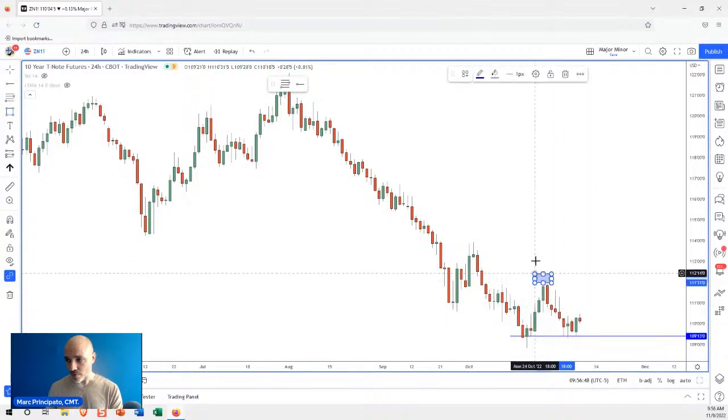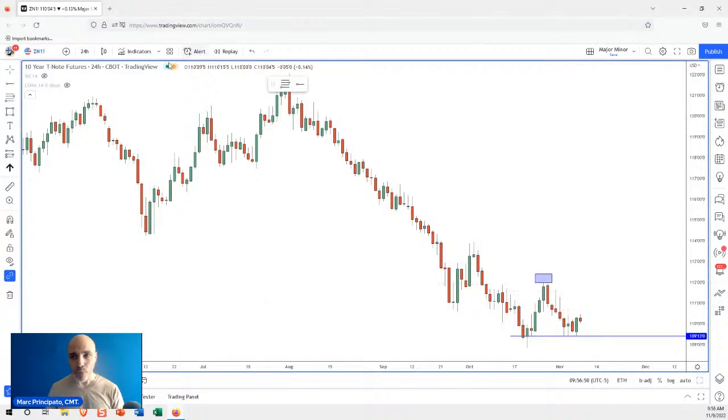But as long as we don't take out this resistance, I don't care what kind of price action we get in this area. I don't care. If we cannot take out this resistance, then it's bearish. I don't care if we have a little bounce. I don't care if we have a couple of green candles. If it can't take out a resistance, it's weak.